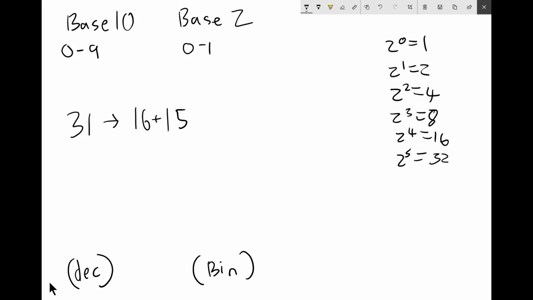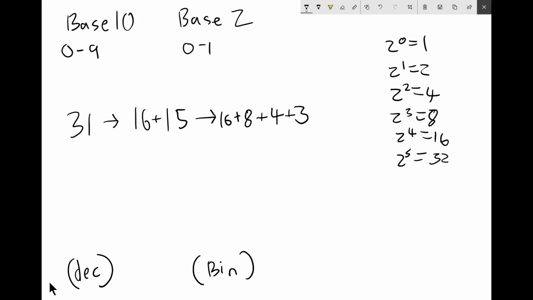However, that is not finished, because 15 is not in this list. So what is less than 15? 8, right? So we do 16 plus 8 plus 7, because 15 minus 8 is 7. However, 7 is still not on this list, and we repeat that process for 7, which means we get 4. So it's 16 plus 8 plus 4 plus 3, because 4 plus 3 is 7.